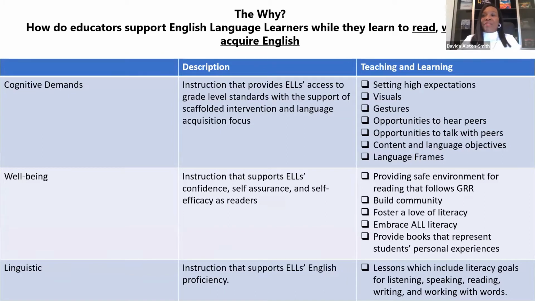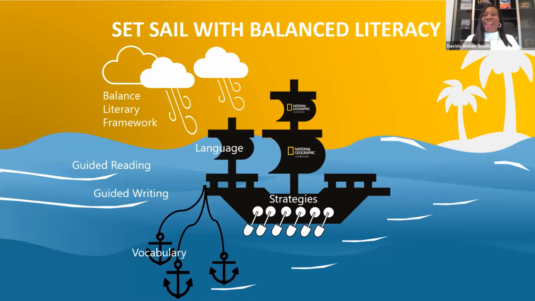Building a community of readers, of writers, to help them acquire English, okay? Fostering the love of literacy and embracing all literacy in your classroom. So an abundance of different styles of genre and literacy in your classroom. And the linguistic piece, of course, is important. Making sure that the strategies and the supports that we're using in our classroom all go here: English proficiency, supporting them with this. So lessons should include listening, speaking, reading, writing, and working with words. And in essence, that's all balanced literacy.